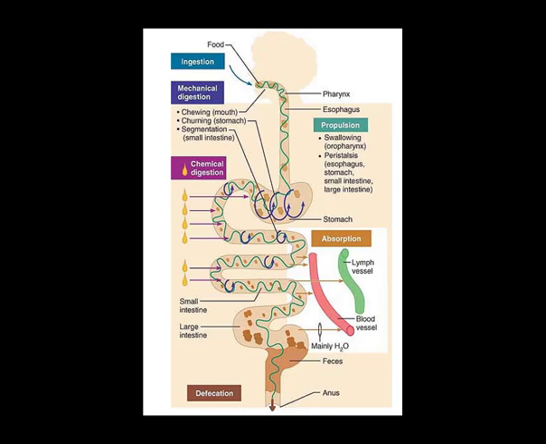So the processes include ingestion, that one's obvious, propulsion, or sometimes called motility, so things like swallowing, peristalsis, segmentation. Another process is digestion. Here we talk about mechanical or chemical digestion. Mechanical meaning you're physically making big particles smaller, like by chewing, and chemical where you're breaking chemical bonds, so you're taking proteins, for example, and breaking them down into amino acids.